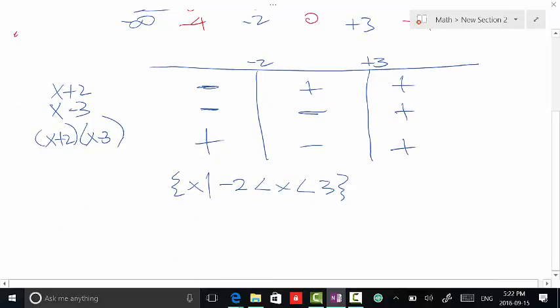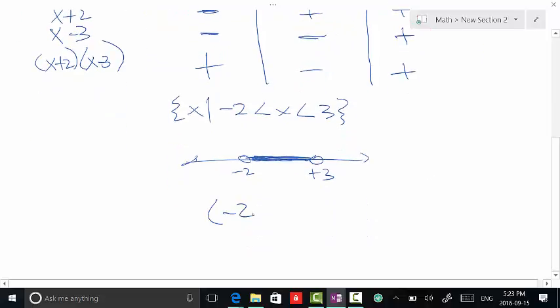To graph this solution, draw a number line, and on my number line, I'm going to have -2 and +3, and all the values of x between them, up to, but not including, the endpoints. In interval notation, this would be written (-2, 3) with round brackets.